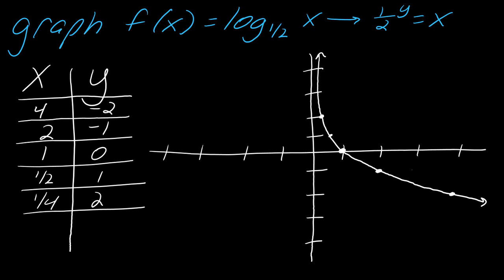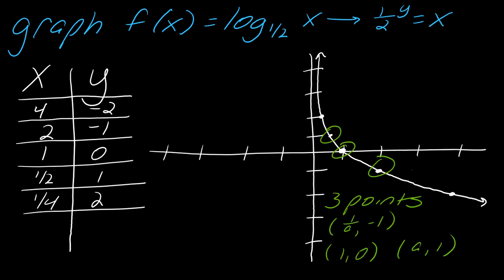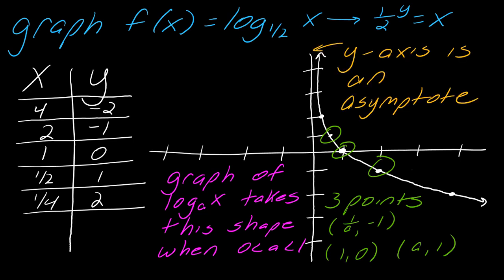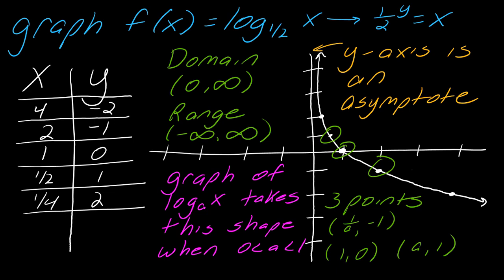All right, so let's discuss now this other shape of the graph. It's still the same 3 points that you use to carve out the shape, but the graph of log base a of x takes this shape when your a is between 0 and 1. So it should feel very similar to some of the stuff we were talking about with exponentials. The y-axis is still an asymptote, and the domain and range are still the same. Okay, so these are inverse functions, and I've been talking about this in a lot of my video series. So the translations still work the same.